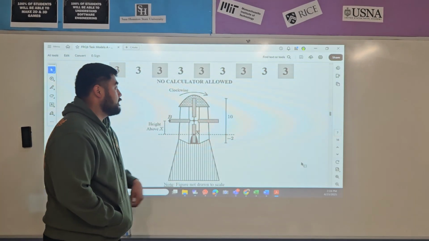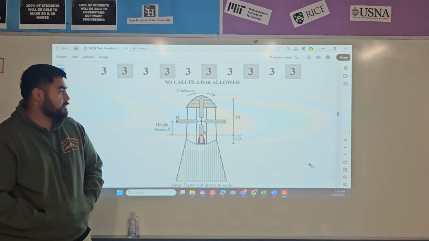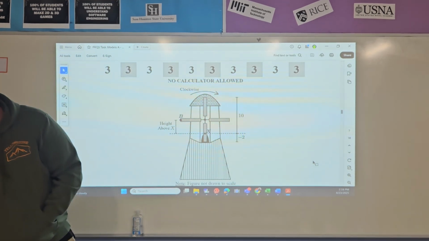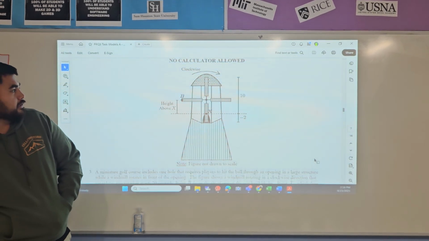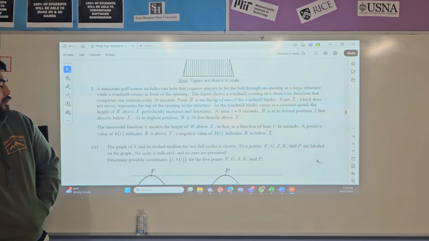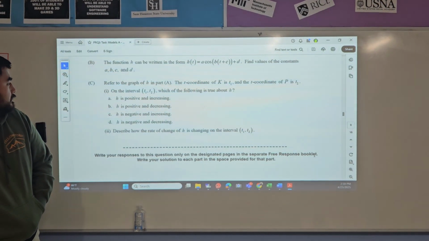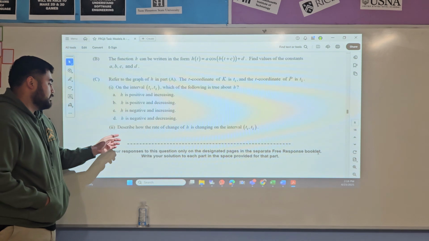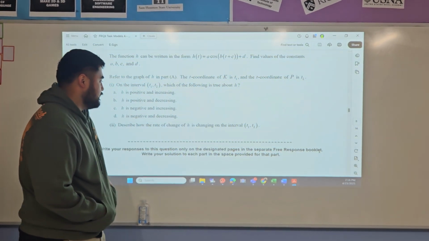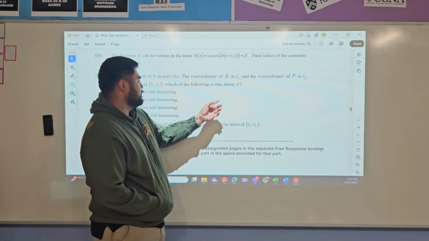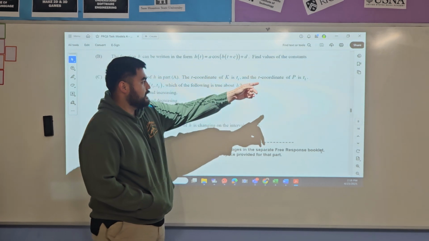Okay, guys. So we're gonna do FRQ 3, right? So how do you start this? Well, for starters, don't even bother to read the problem. All you're gonna do is go to part C, and then look at section C2, right? So it says describe the rate of change on the interval T1, T2. Well, T1 is K, and T2 is P.